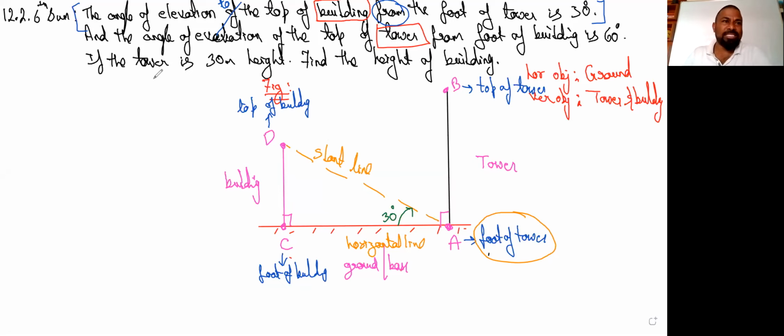Now, let's read out the next sentence. The angle of elevation to the top of the tower from the foot of the building. This is the top of the tower. So we are starting from the foot of the building. This is also an angle of elevation, and this is also an imaginary line. So what is the angle made? It's nothing but 60 degrees. This is what we are having.